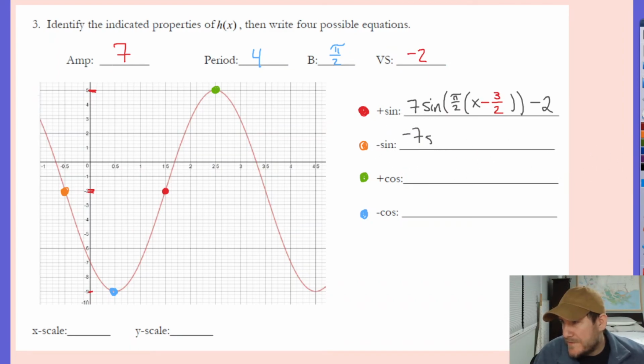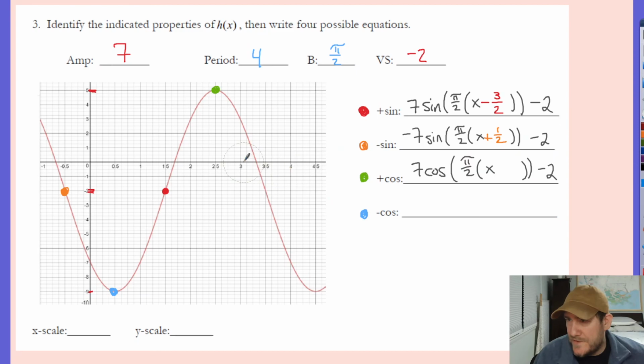Negative 7 times the sine of pi over 2 x, some phase shift, minus 2. Our phase shift to this midline is a half to the left, so plus 1/2. Positive 7 times the cosine of pi over 2 x, some phase shift, minus 2. That phase shift is in green. It's 2.5. Give it to me as 5/2, or I'll be super sad.